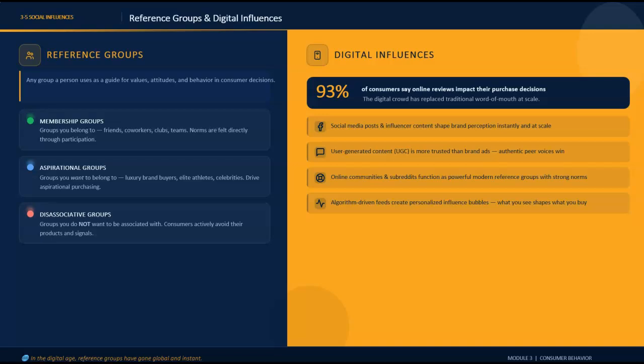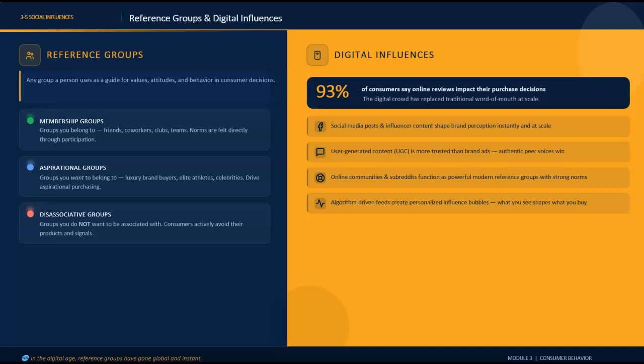Reference groups: any group a person uses as a guide for values, attitudes, and behavior in consumer decisions. Membership groups are clubs, coworkers, and friends; norms are felt directly through participation. Aspirational groups, like luxury brand buyers, elite athletes, and celebrities, drive aspirational purchasing. And then disassociative groups are groups you do not want to be associated with. Consumers actively avoid their products and signals.